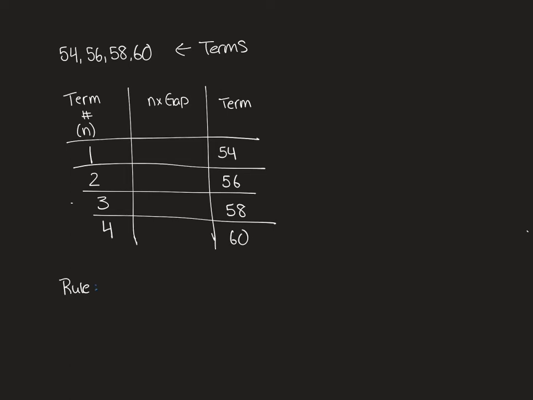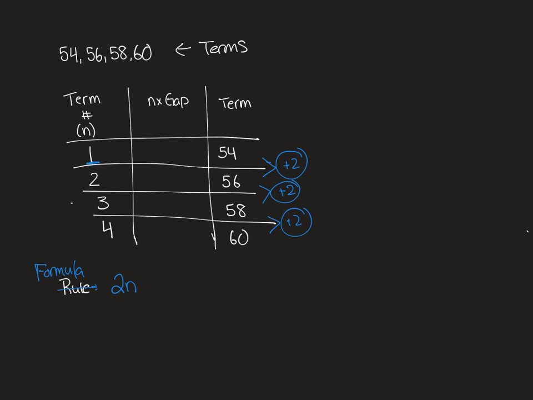So now I need to find the gap. So 54 plus 2 is 56. 56 plus 2 is 58. And 58 plus 2 is 60. So my formula, oh, this is a formula, not a rule, is going to start with 2n. Okay? So now I'm going to figure out n times the gap.